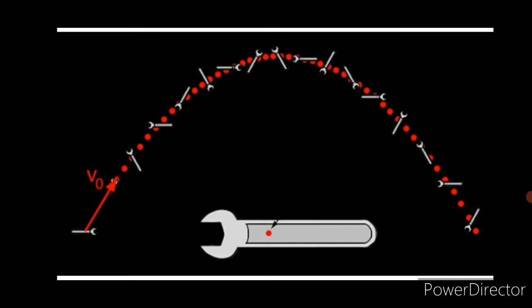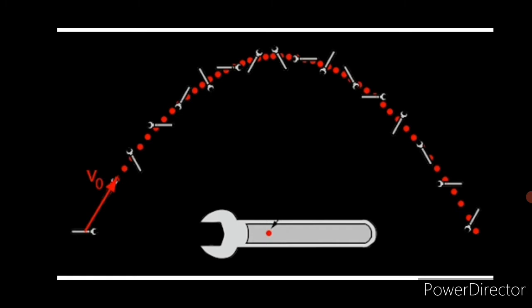Suppose in place of the wrench, you imagine a shell, then the center of mass of the shell is at rest within it. Even if the shell is rotating, flipping, whatever it is, the motion is very complex. All the particles will have complex motion, but the center of mass will have the same motion, that is the path taken by a projectile, which is a parabolic path.